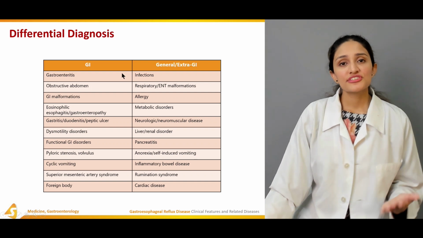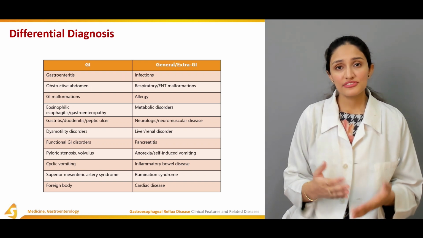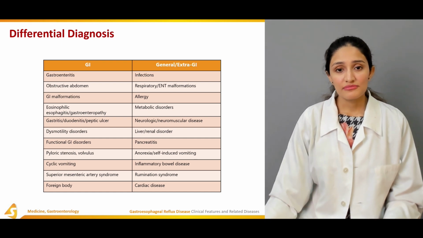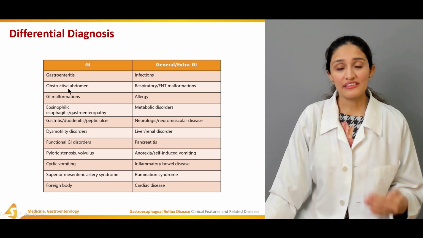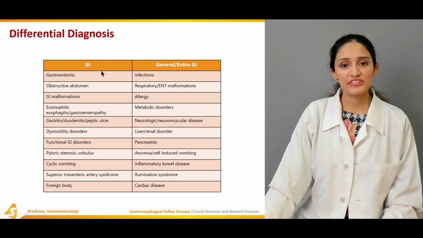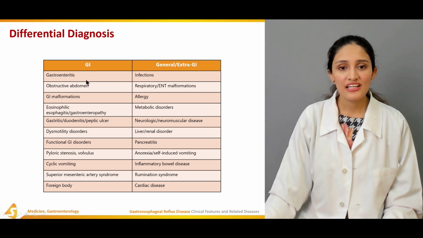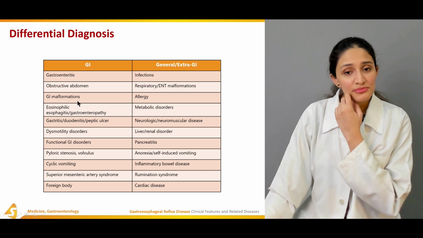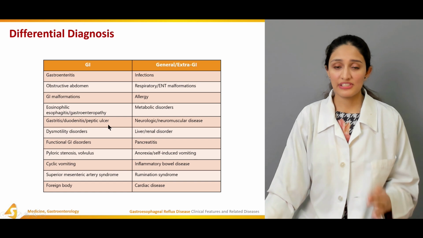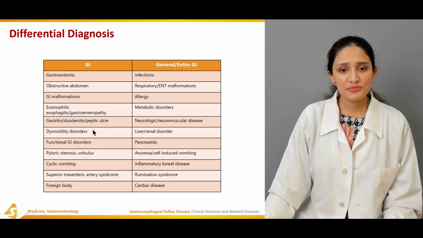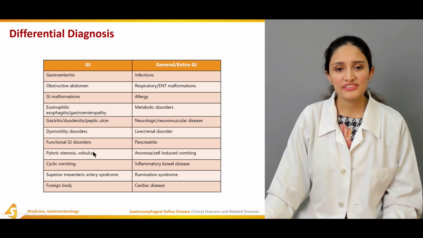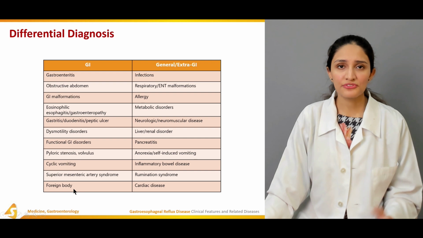So if we talk about differential diagnosis, there are different things that could be related to each other, and it could help in differentiating the other diseases. If we talk about the gastrointestinal differential diagnosis, it could be gastroenteritis, obstructive abdomen, gastritis, duodenitis, and peptic ulcer, which is really hard to differentiate from reflux disease. Dysmotility disorders, pyloric stenosis and volvulus, which are typically present in newborns, cyclic vomiting, and presence of a foreign body.